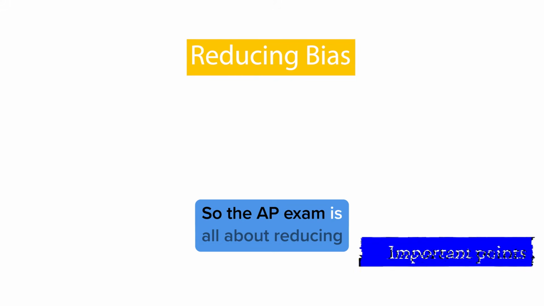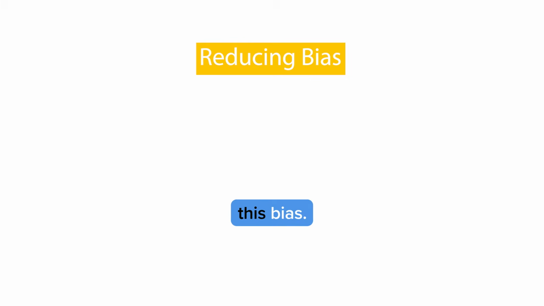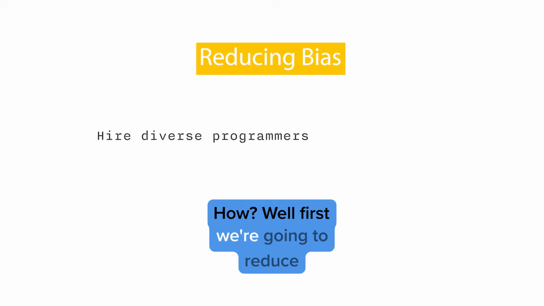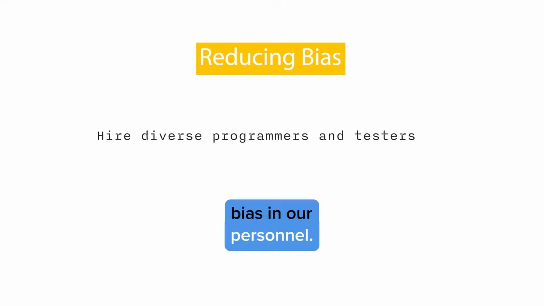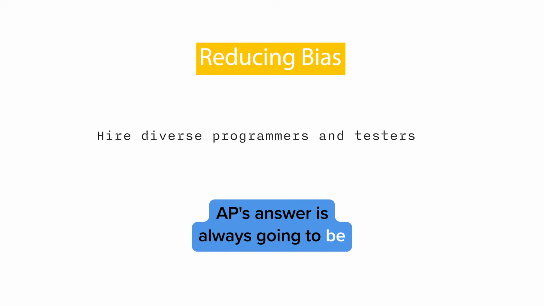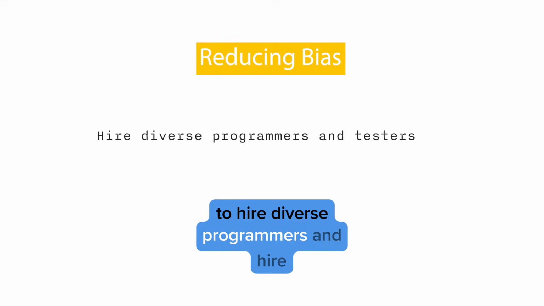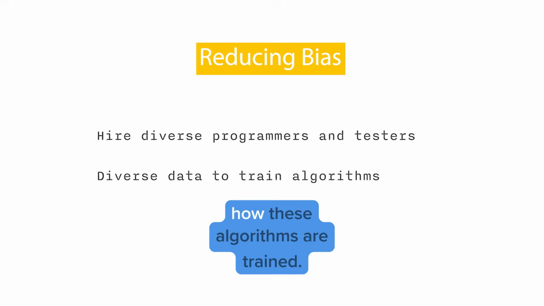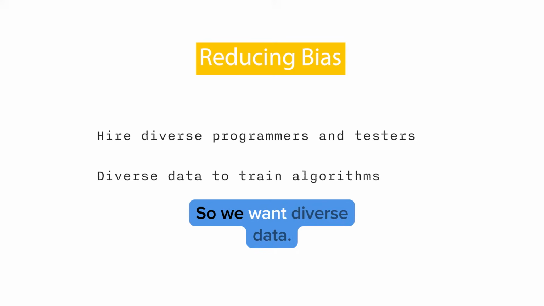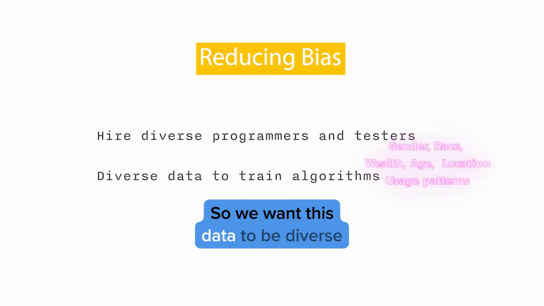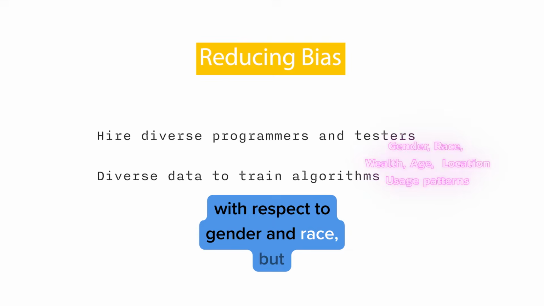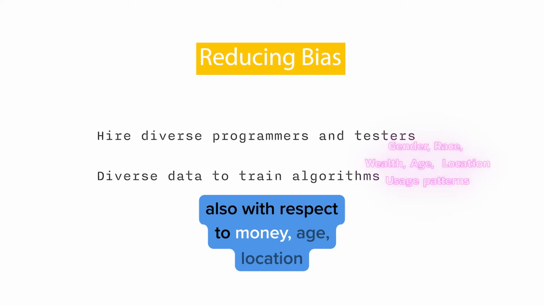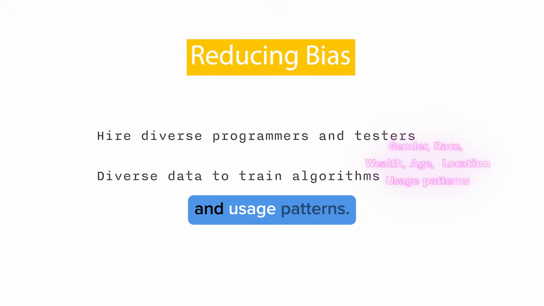So the AP exam is all about reducing this bias. How? Well, first, we're going to reduce bias in our personnel. AP's answer is always going to be to hire diverse programmers and hire diverse testers. The second way is reducing bias in how these algorithms are trained. So we want diverse data. So we want this data to be diverse with respect to gender and race, but also with respect to money, age, location, and usage patterns.